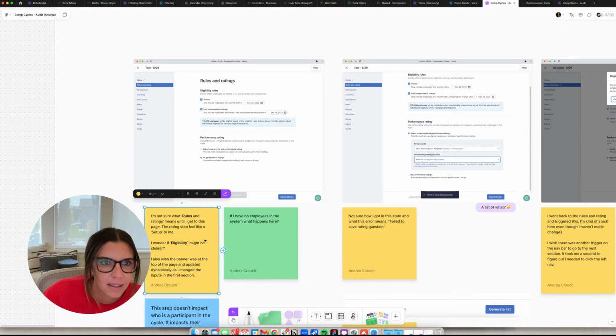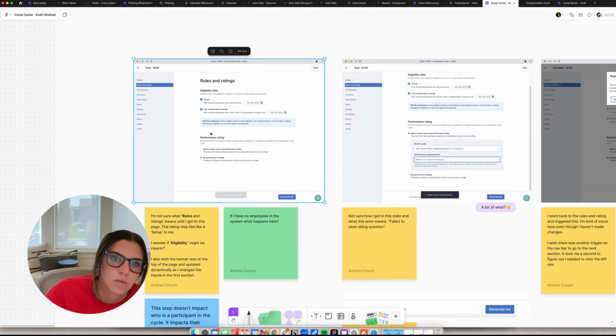Yeah, so this one, I was just auditing this nav, like the content, and going through this, I remember not knowing what I was going to get when I get to the rules and rating step. What's going to be on this page? What am I going to do here? So this felt more like setting up the comp cycle. So I was proposing, maybe we should call this setup or something, or eligibility, because what you're doing here is really setting who is eligible for this comp cycle. And so rules and ratings doesn't come across.